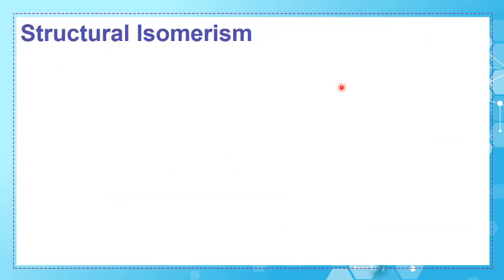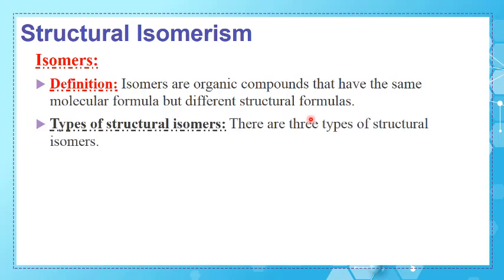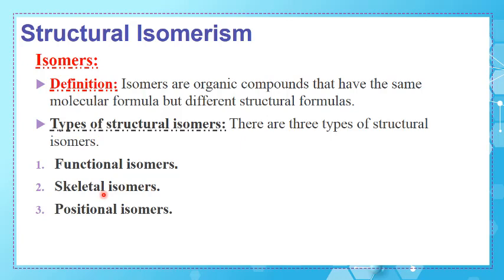Here we have directly to go to what we call in chemistry structural isomerism, or simply isomerism. What is isomerism? Isomers are organic compounds that have the same molecular formula but different structural formulas. What are the types of structural isomers? In this lesson, we have to study 3 types of structural isomers, which are, this is to be memorized, functional isomers, skeletal isomers, and positional isomers.